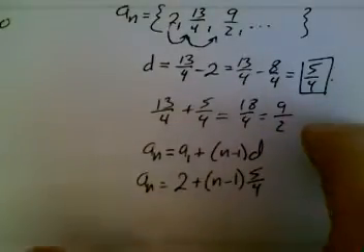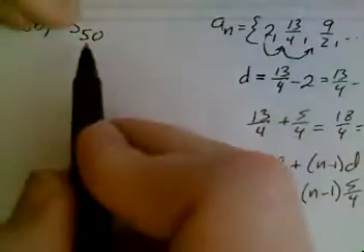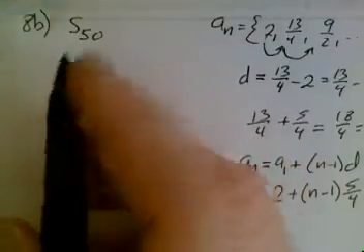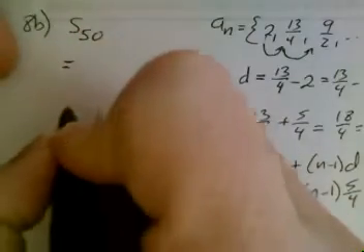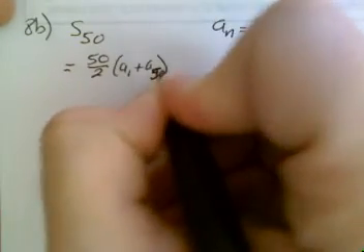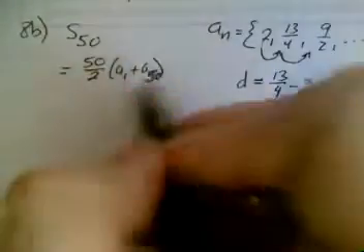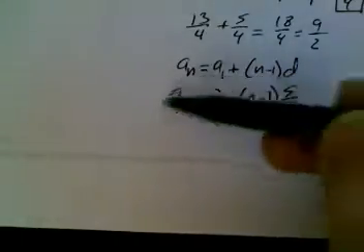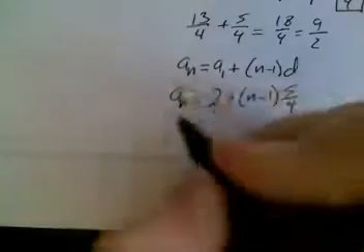Now let me return to what I'm actually looking for. I'm looking for the sum of the first 50 terms. So I'm looking for s sub 50, which is 50 divided by 2 times a sub 1 plus a sub n. Now, do I know what a sub n is? Oh, I'm sorry, a sub 50. Do I know what a sub 50 is? No, not really. Again, I can use this formula, but first I'd have to go back here and find out what I'm looking for, in terms of a sub 50.